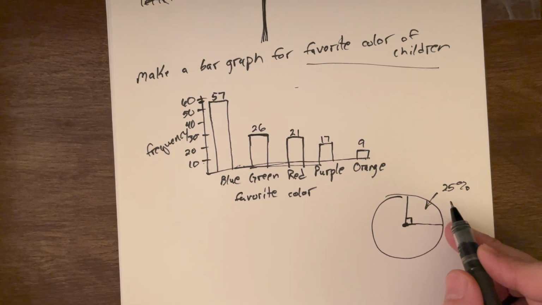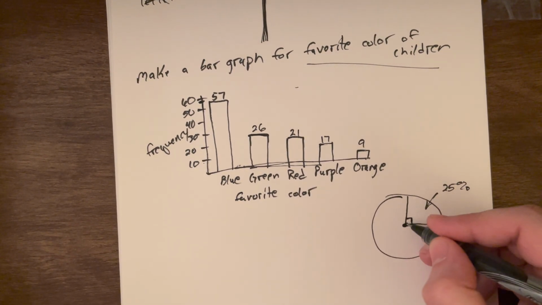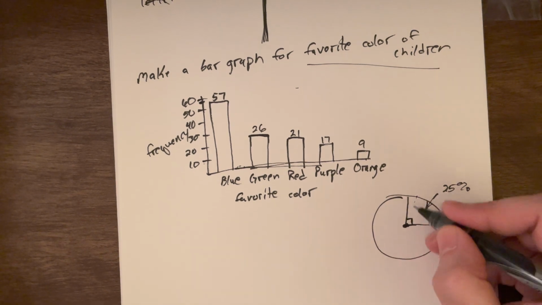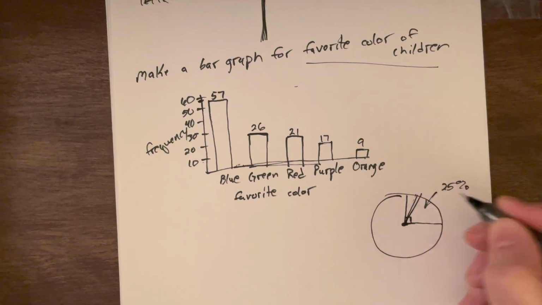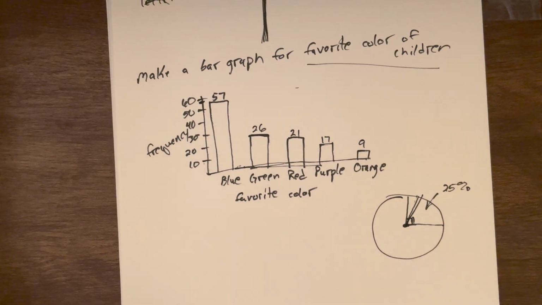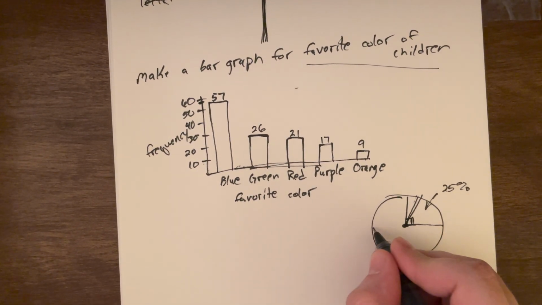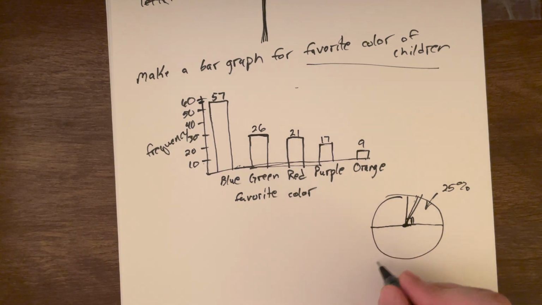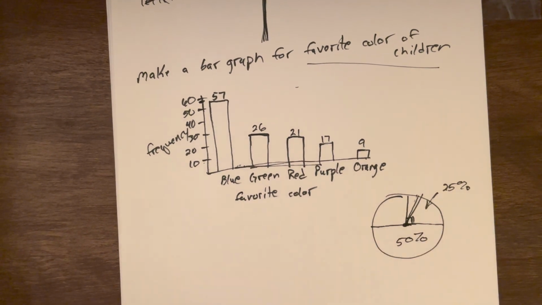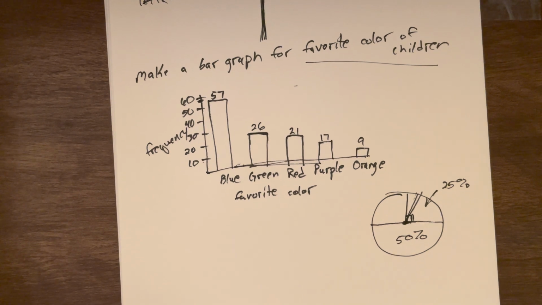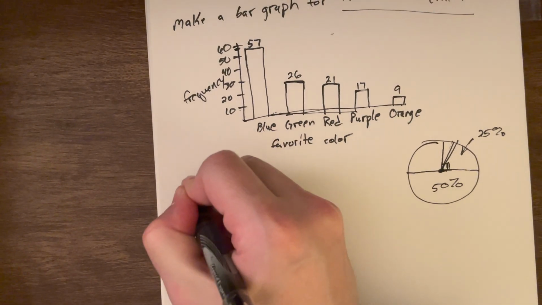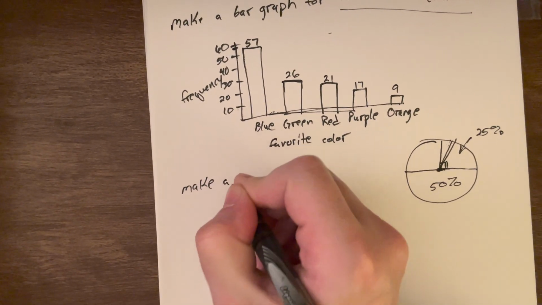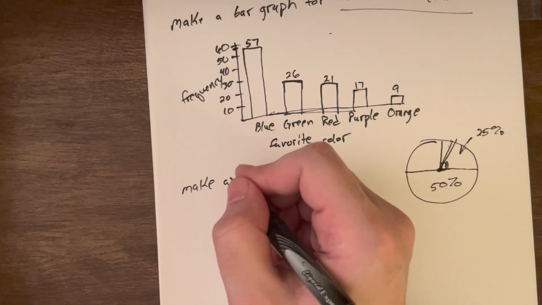If you have values that are a little less than 25%, now you'd be looking for a little less than that quarter. Maybe something like this is about 22%, something like this, 20%. So just to use that as a ballpark, directly across, all of this would be 50%. So just to use those as rough ballparks. So now we made a bar graph for the favorite color of children. Let's now make a pie chart.